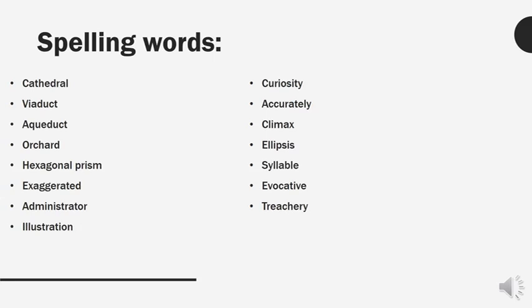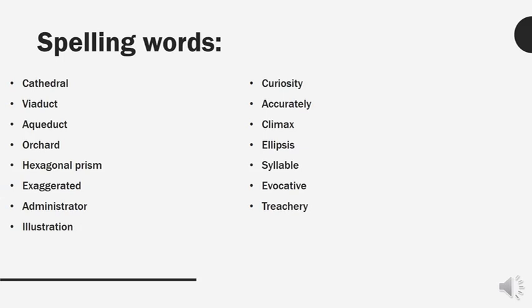Continuing with the word illustration. Illustration is when you make something clearer. Then we have curiosity. When you are curious, you want to know more about things. Then we have another adverb, which is accurately. Accurately means correctly or precisely.